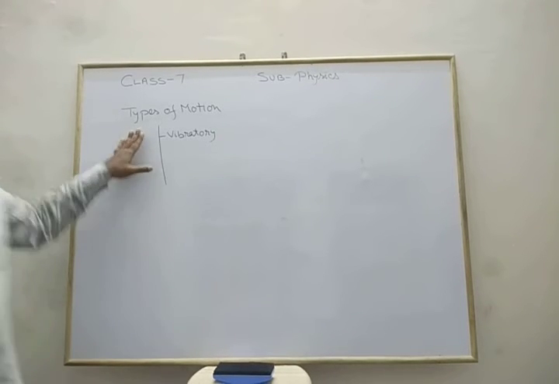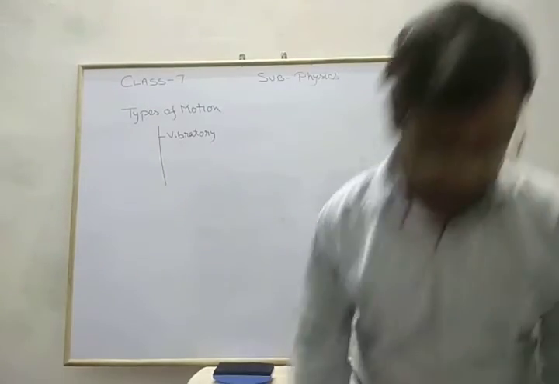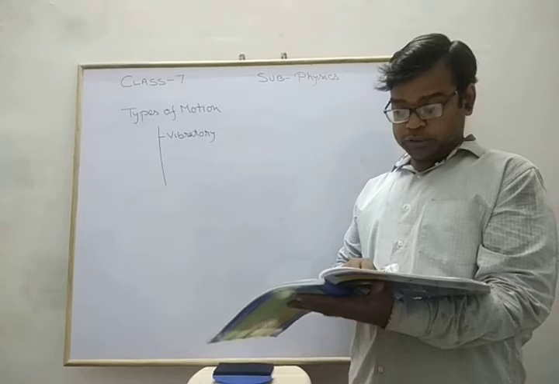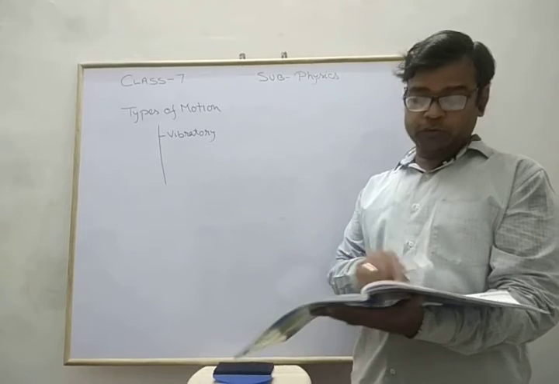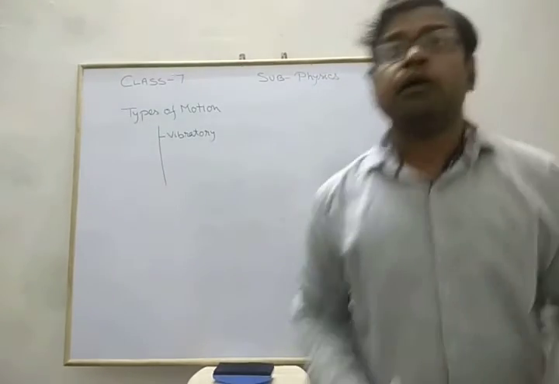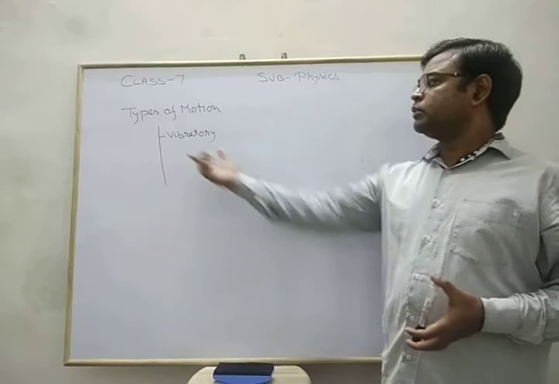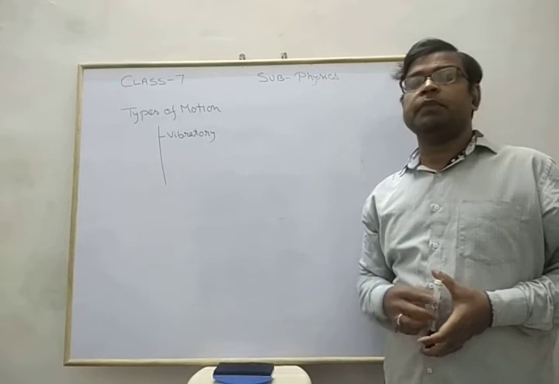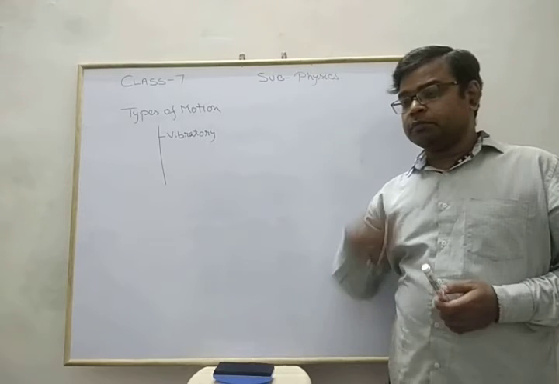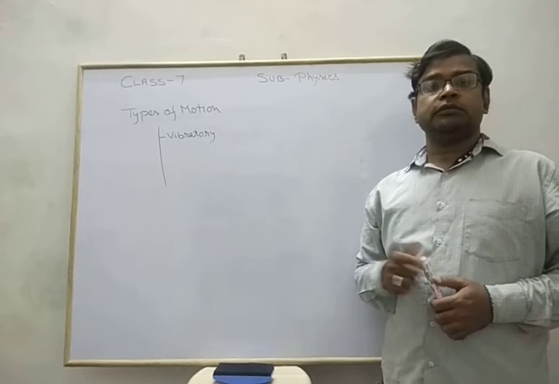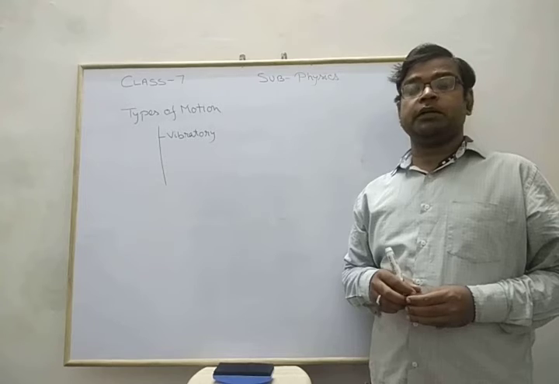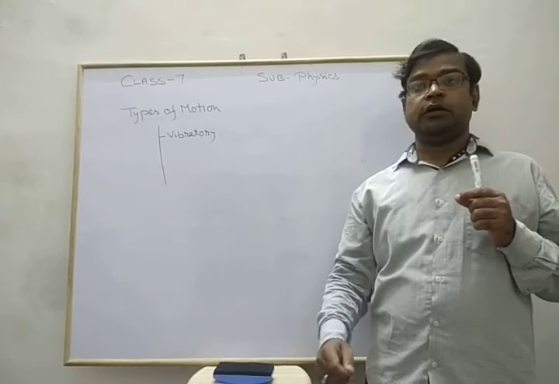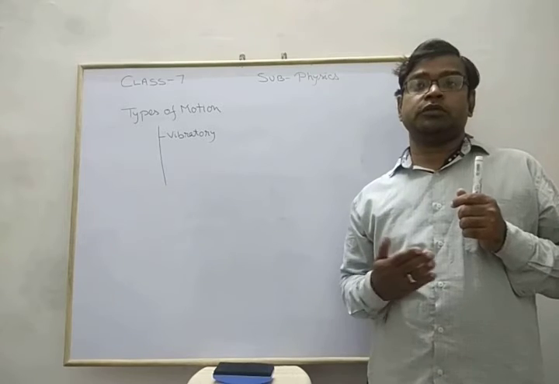What is vibratory motion? First, read the book definition. It says that it is a kind of oscillatory motion in which the moving object undergoes a change in shape or size. Nowadays this type of motion is very common. Suppose we are playing a guitar and we strike the string of the guitar. What happens? That string starts to vibrate and produce some motion.